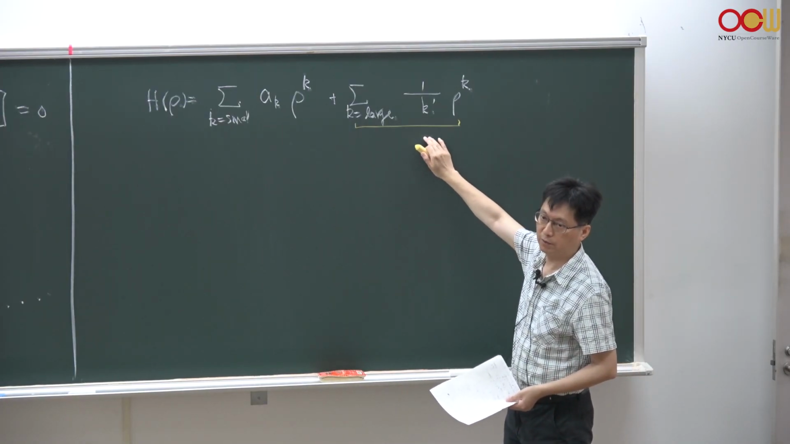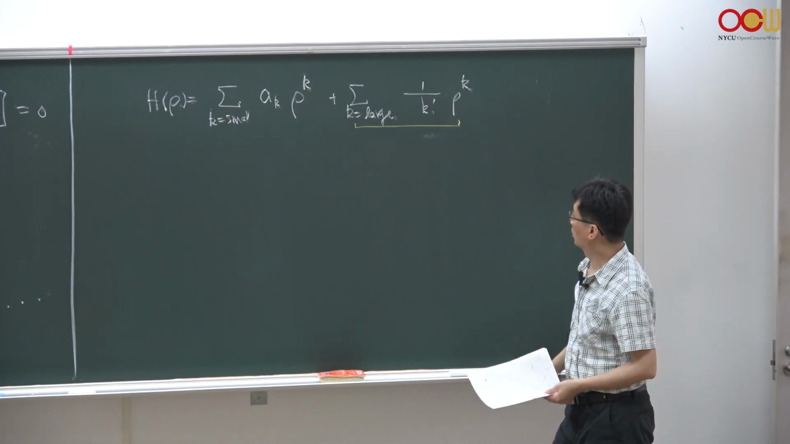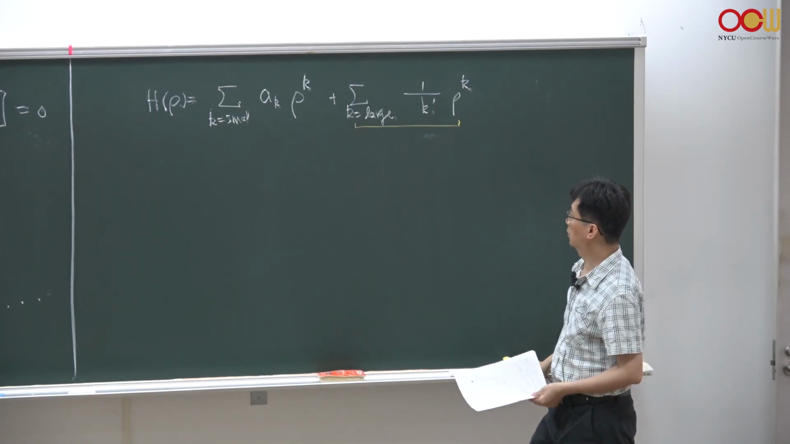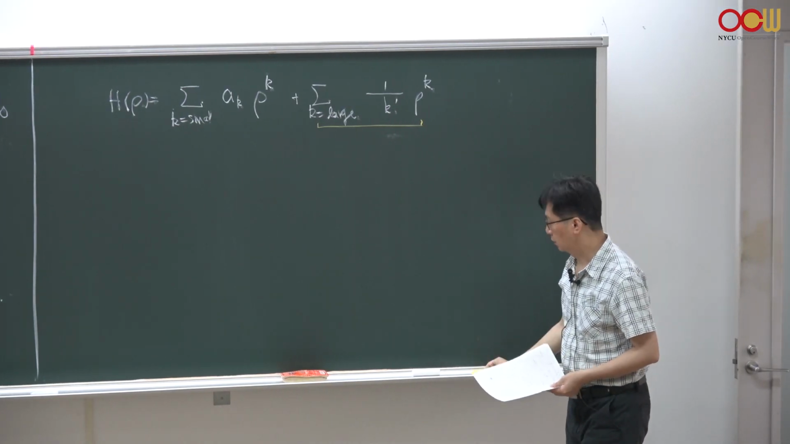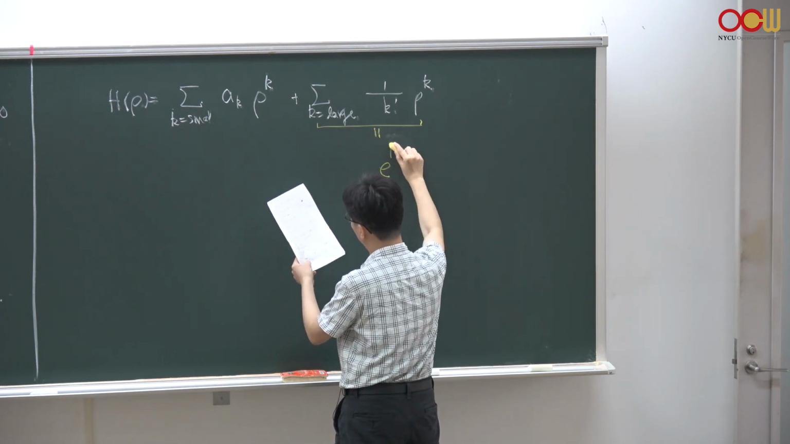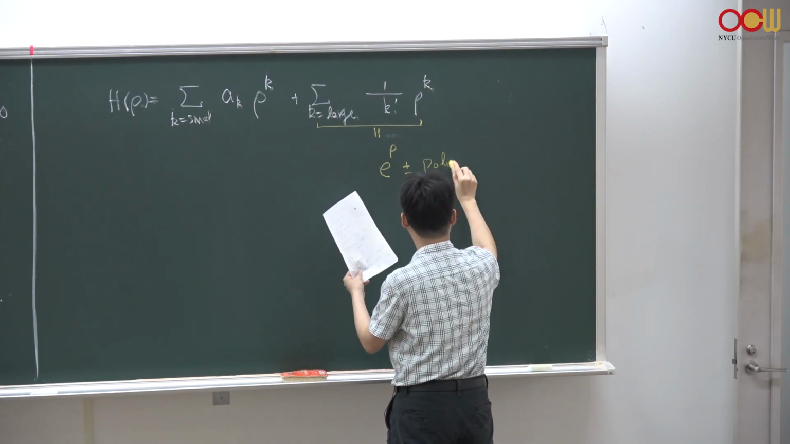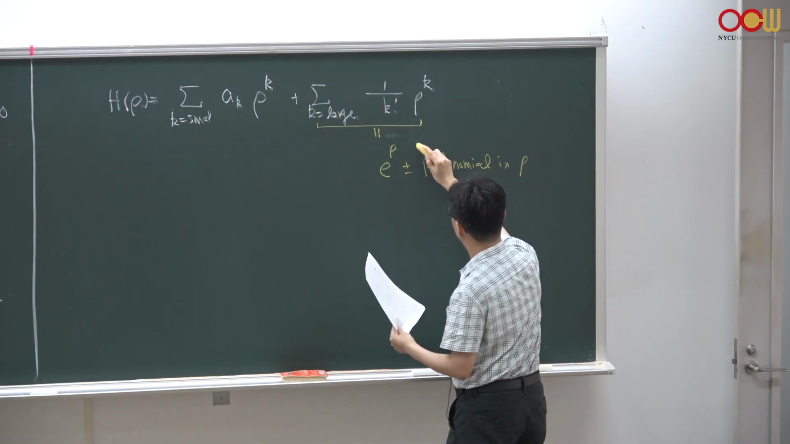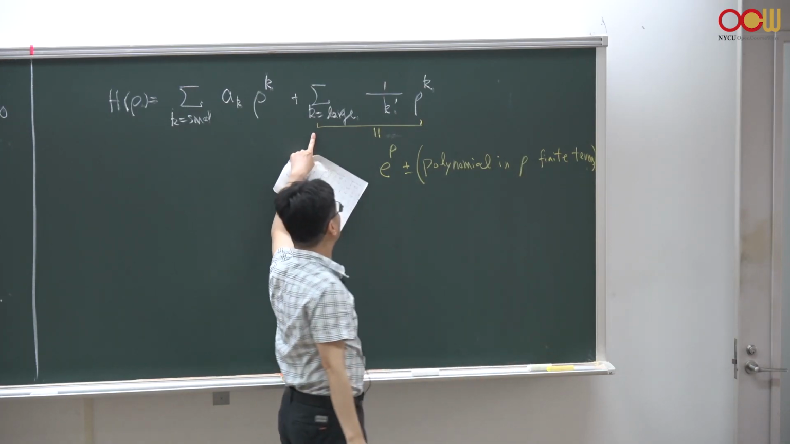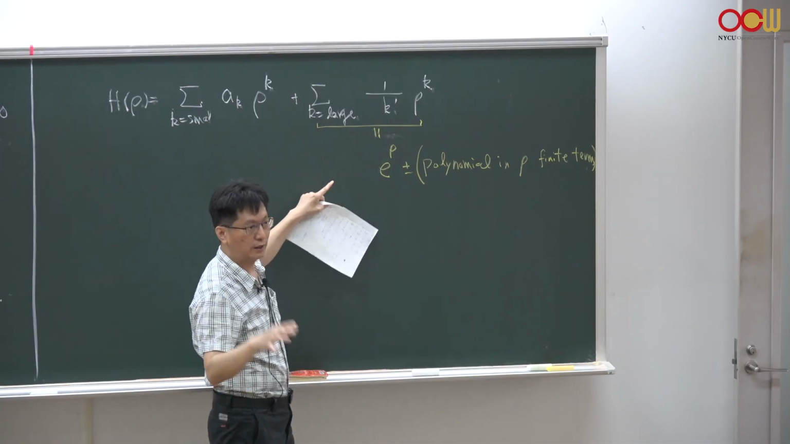Remember, in the harmonic oscillator part, we rewrite this large-k part of the polynomial in terms of an exponential function subtracted by a finite number of terms that could be obtained by Taylor expanding this exponential function. This is nothing but e to the power of rho plus or minus some polynomial in rho, but finite, with a finite number of terms.